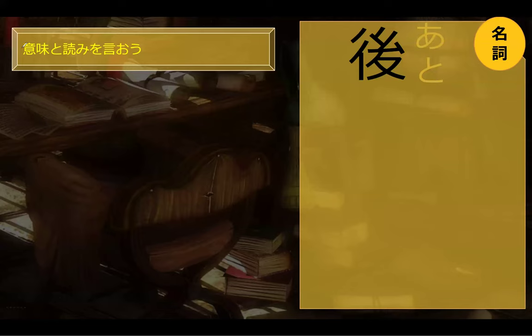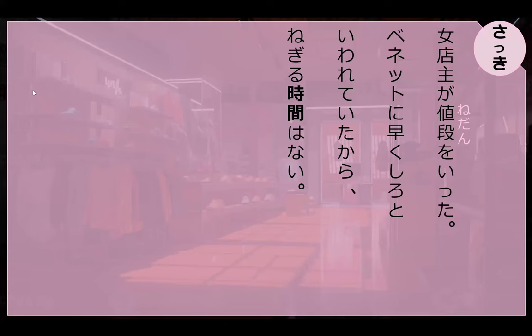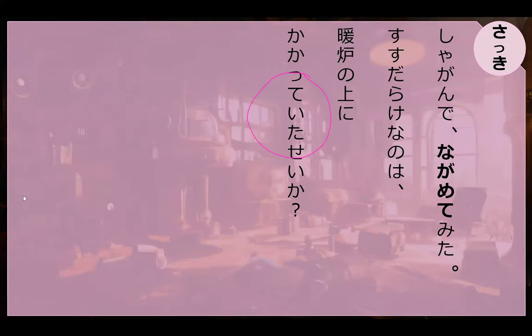Ato is an after. It's a time phrase. After. It can also mean behind, like ushiro. Or it depends on context. Okay. Can you read this bolded word for me? Sure. Here is jikan. This is referring to the time, specifically jikan, the time.